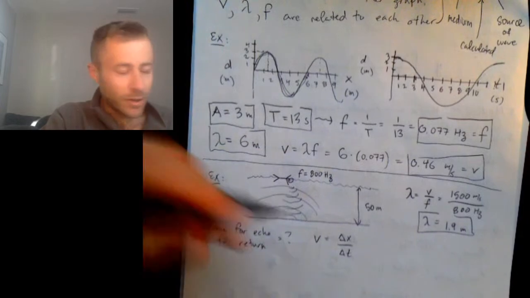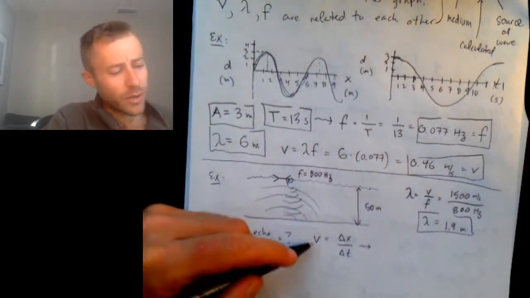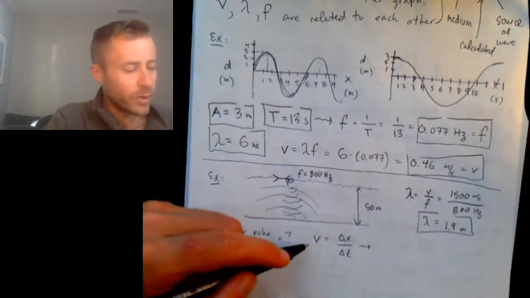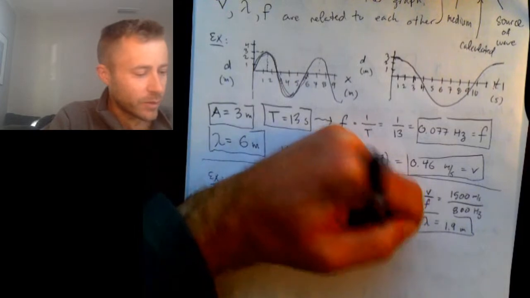So we have speed equals distance over time. All right. Now, because it is a sound wave traveling through water, we know that it is going to have a speed of 1500 meters per second.